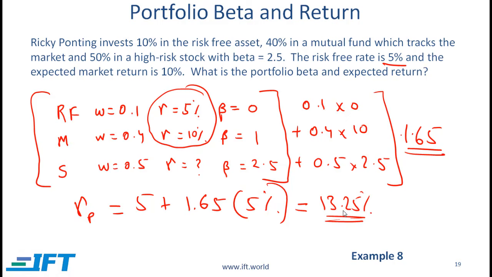You do the maths and you get 13.25%. Note that you can also come up with the return of the portfolio by figuring out the return of stock S using CAPM. Once you figure that return out, you can determine the expected return of the portfolio by taking a weighted average of those three numbers. When you follow that strategy, you should get the same answer. Now I want you to do example 8 from the curriculum.